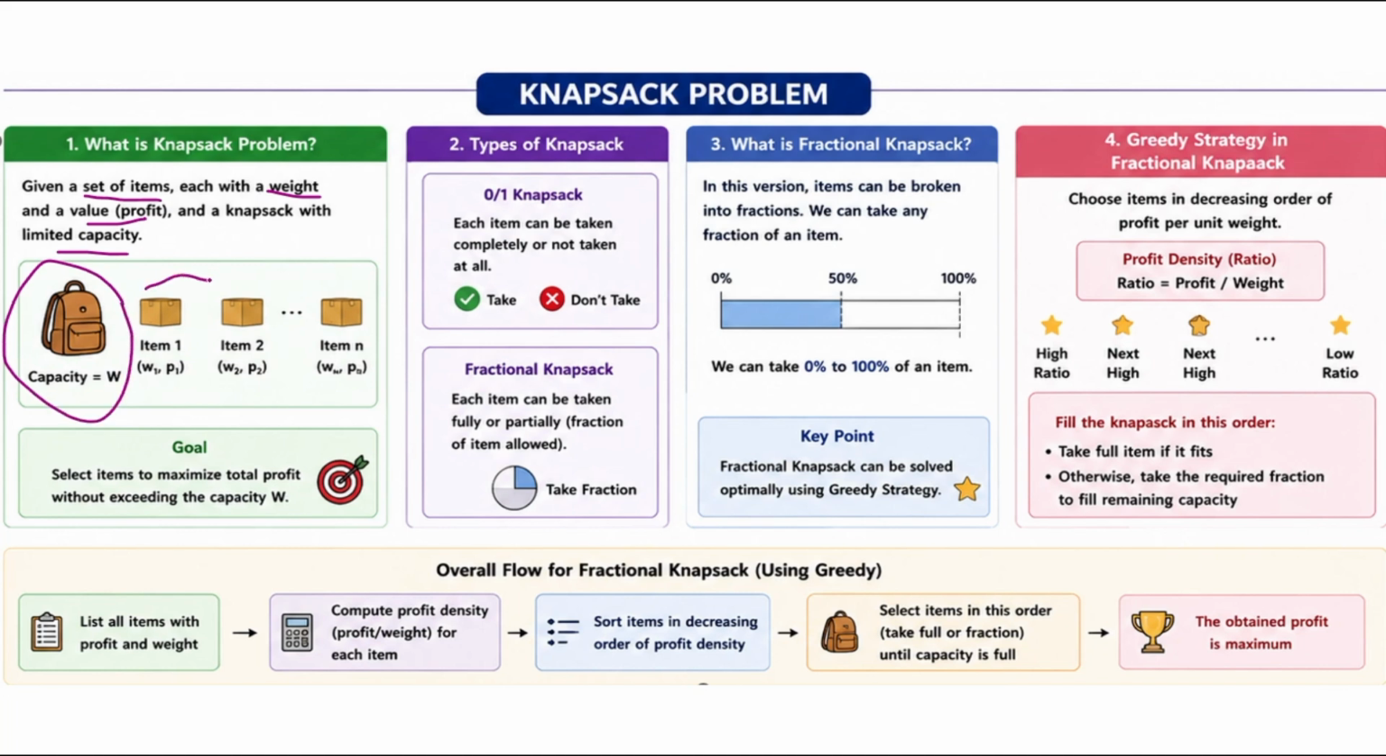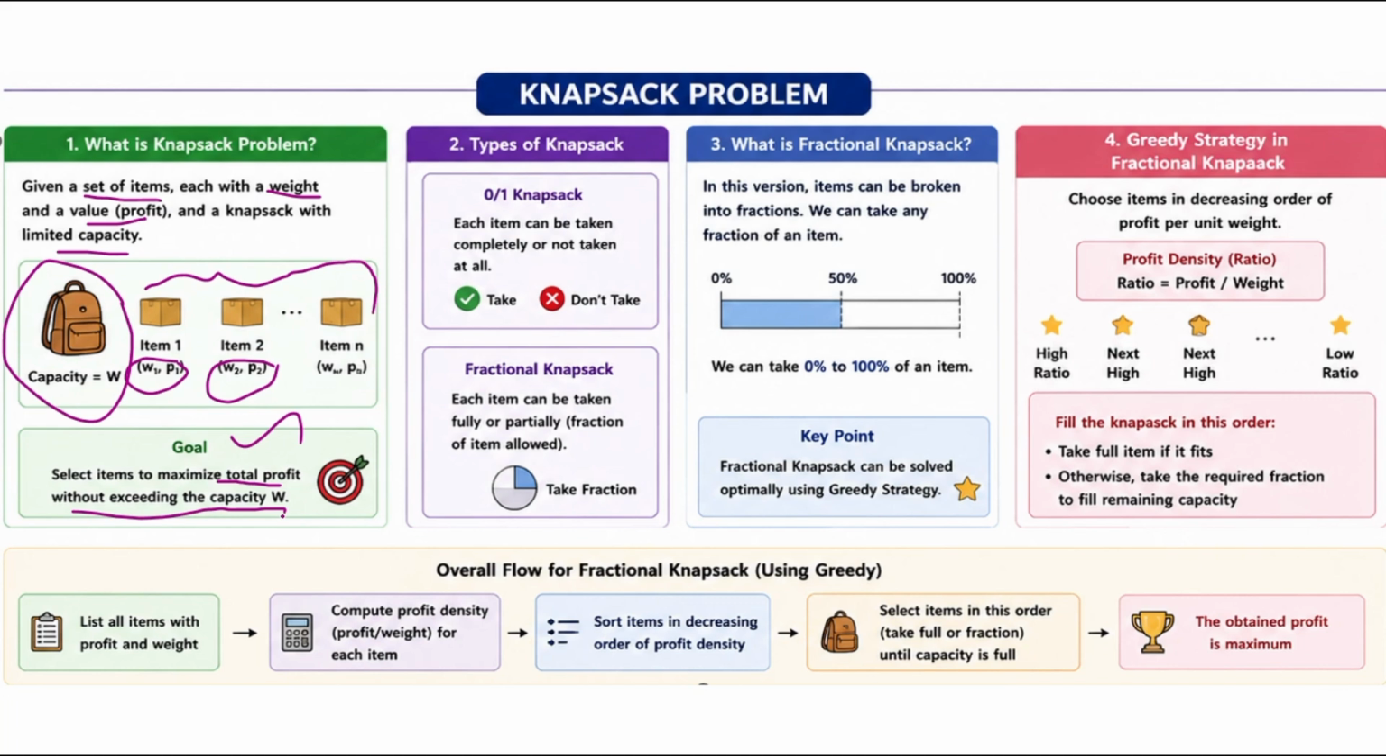These are the items we will include in the knapsack. Each item contains weight and profit. What is the goal here? Select items to maximize total profit without exceeding the capacity W. So within the capacity we can add the items which will give the highest profit. This is the goal of the knapsack problem.